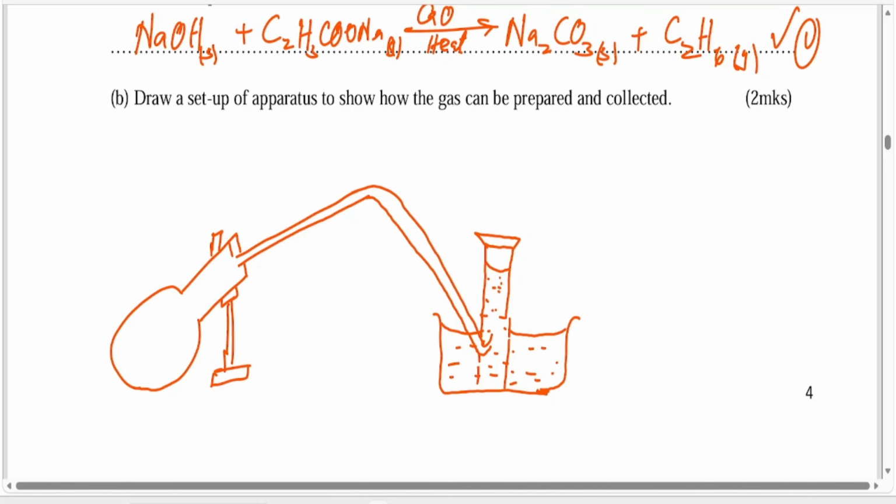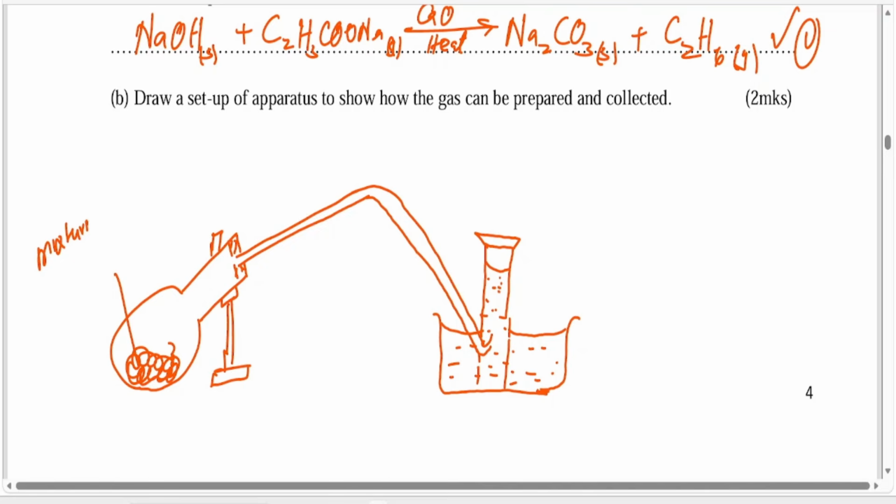Then I can cork my flask, and then I place my mixture in my flask. So this is going to be a mixture of sodium propanoate and soda lime.